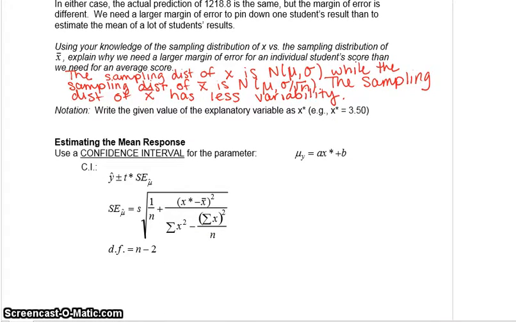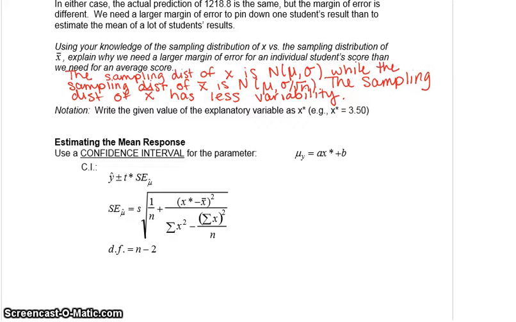So remember, the sampling distribution of x, if it's from a normal population, would be normal with a mean of mu and a standard deviation of sigma, while the sampling distribution of x bar would be normal with a mean of mu and a standard deviation of sigma divided by the square root of n. The sampling distribution of x bar has less variability than the population that x came from, so it's going to have a smaller margin of error.